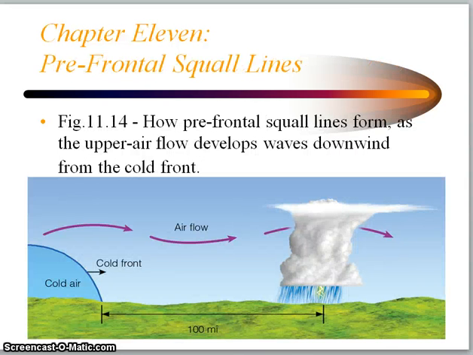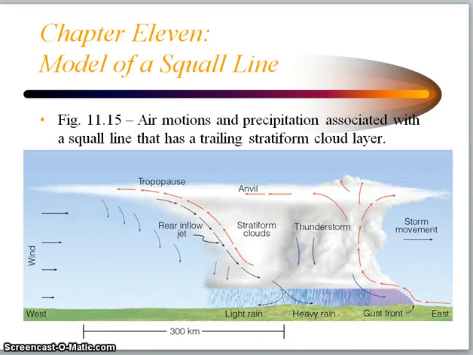that I mentioned before. Here's an illustration, figure 11.14, showing how prefrontal squall lines can form as the upper airflow develops waves downwind, maybe as far away as 100 miles from the main cold front. This is a schematic of air motions and precipitation associated with a squall line that has a trailing stratiform cloud layer. Why is the trailing stratiform cloud layer important?